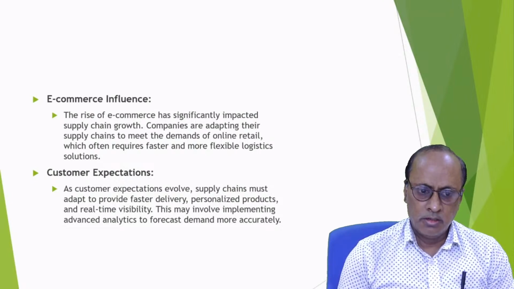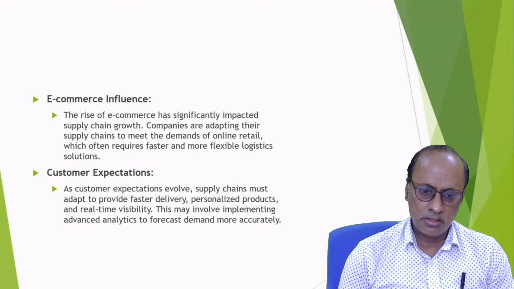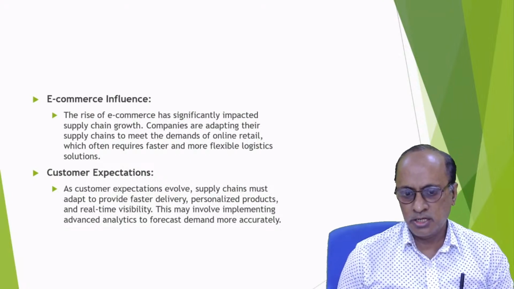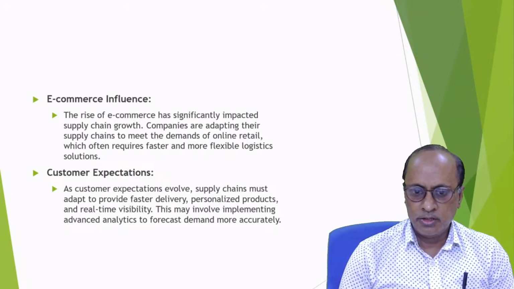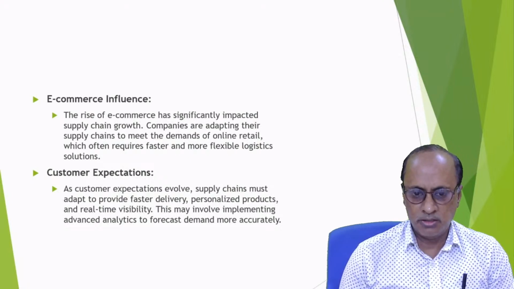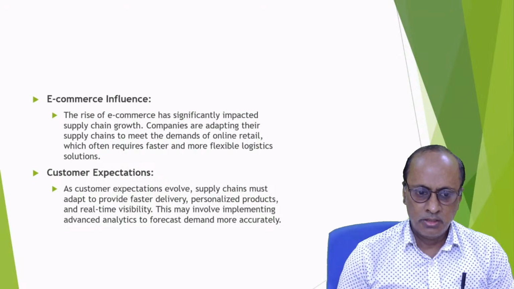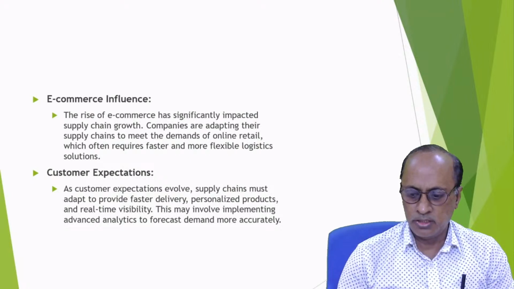Now, more and more companies are adapting to provide faster delivery of goods and personalized product. That means they are deviating from standardized product and going for customized product according to the needs and requirements of the consumers. Real-time visibility, that means we can see the status at each entity of the supply chain, at each point of the supply chain. This may involve implementing advanced analytics to forecast demand more accurately.